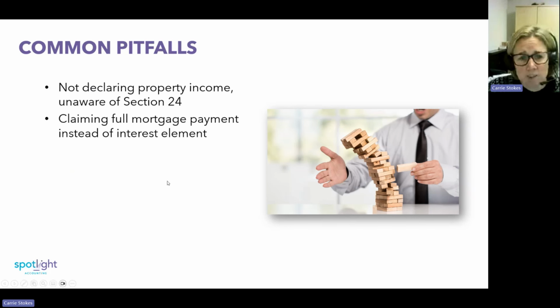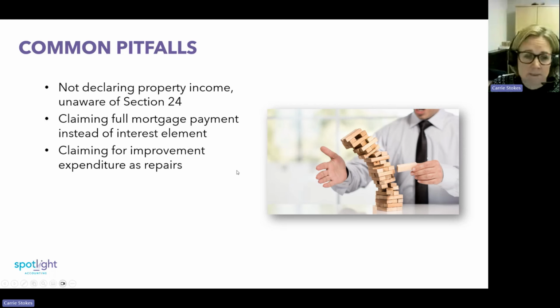Claiming the full mortgage payment instead of the interest element. For those that are on a repayment mortgage, without telling you to suck eggs, there are 2 parts to the payment. One is the interest that's been charged on the loan, and the second part is paying back the loan. It is only the interest element that's an allowable expense. The loan is part of the purchase price, which you get the tax relief for when you sell the property.